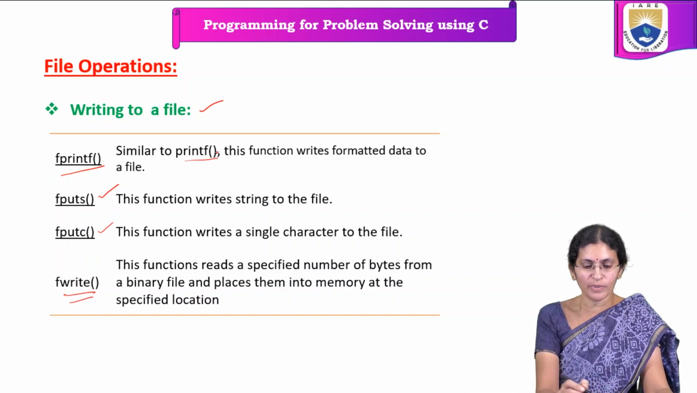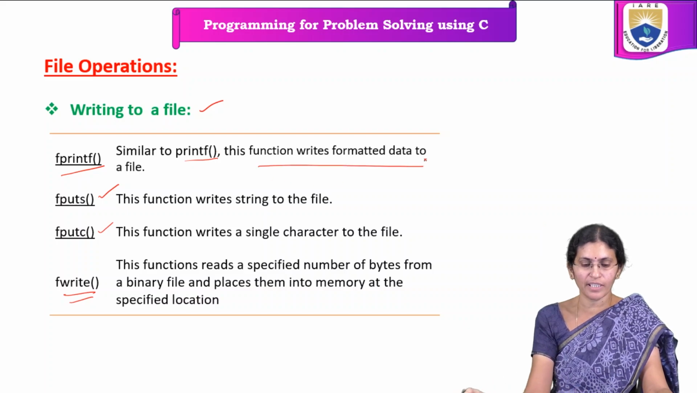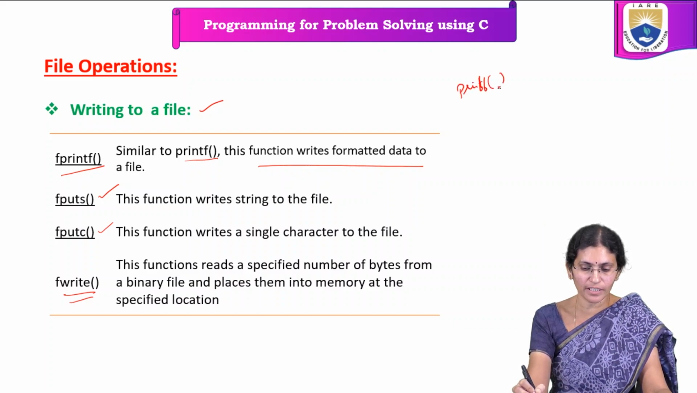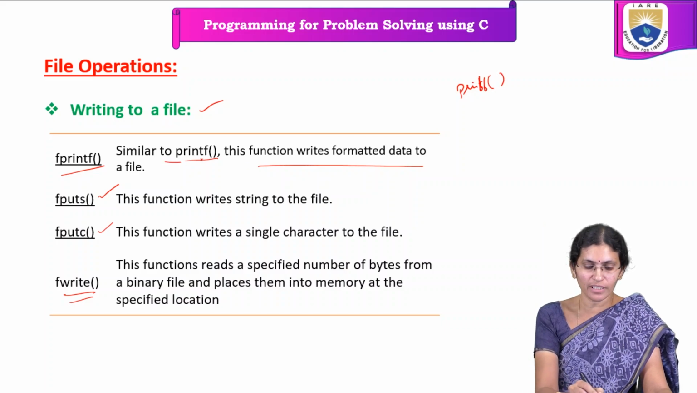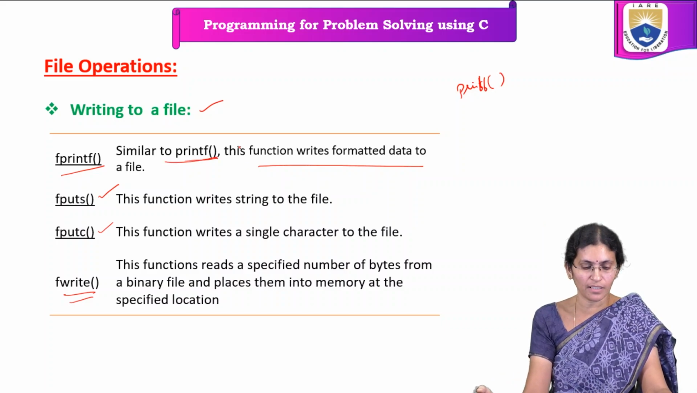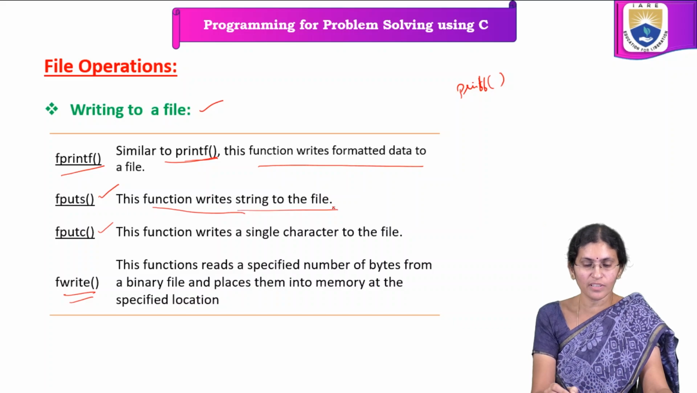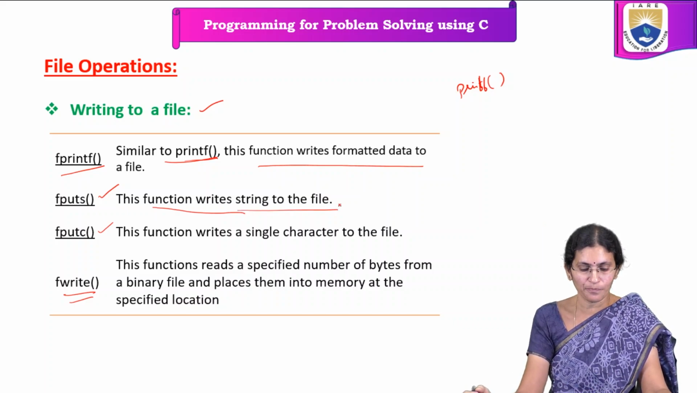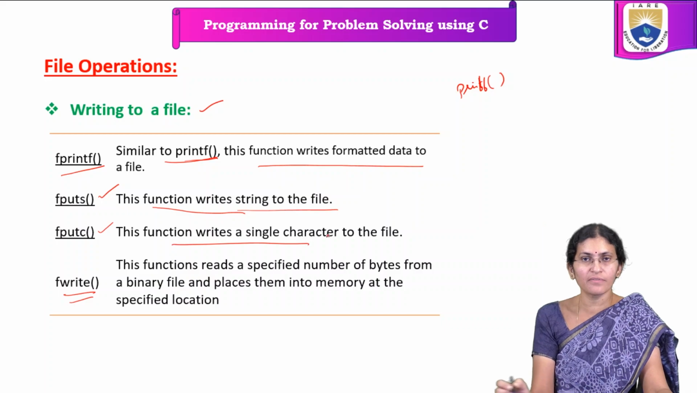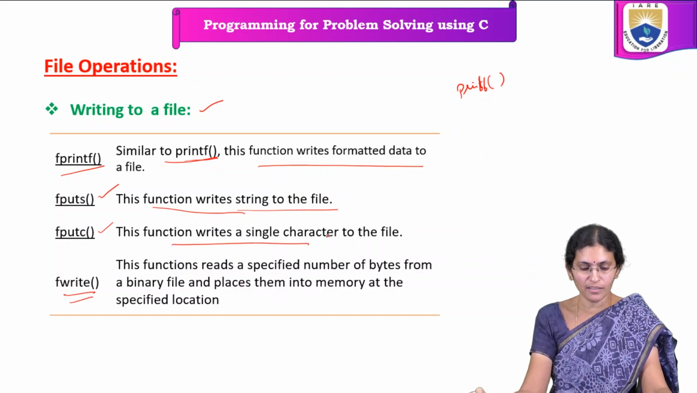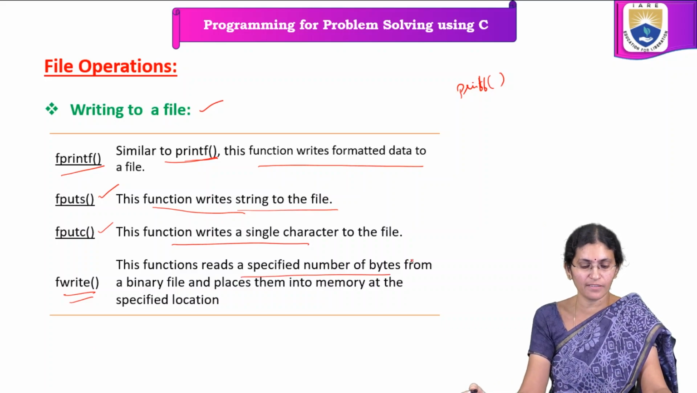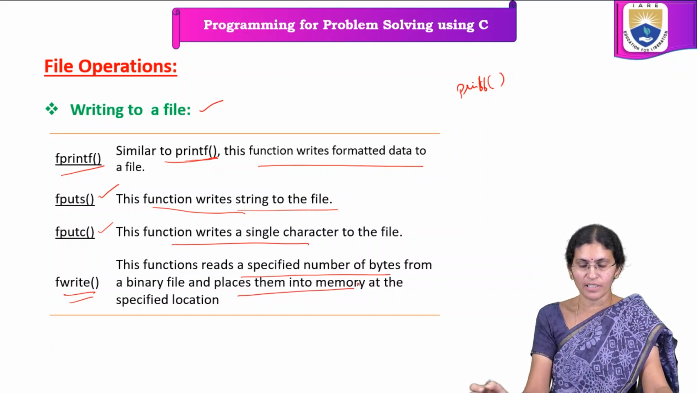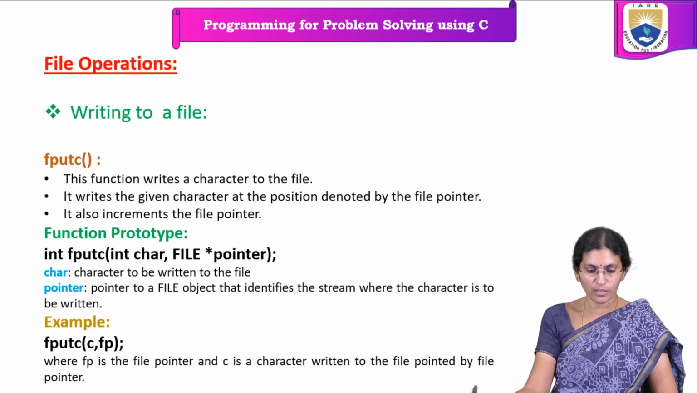fprintf is similar to the printf function. It writes formatted data to the file. The printf function writes formatted data to the screen, whereas fprintf writes formatted data to the file. Next, the fputs function writes a string to the file, whereas the fputc function writes a single character to the file. The fwrite function reads a specified number of bytes from the binary file and places them into the memory at the specified location.